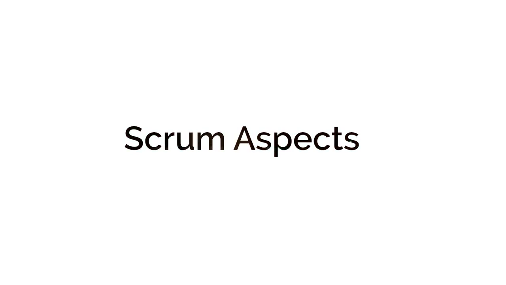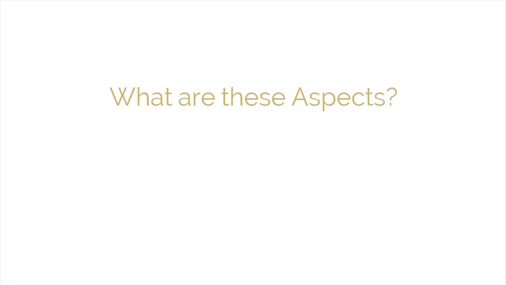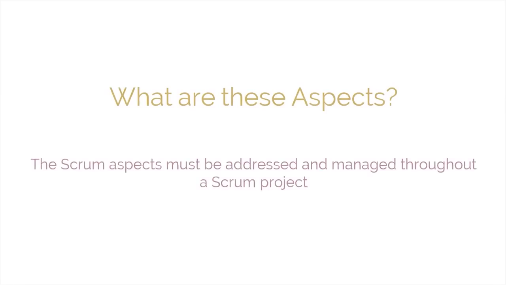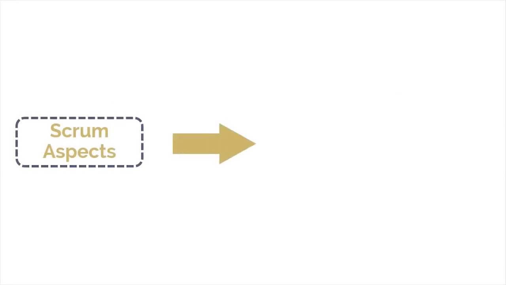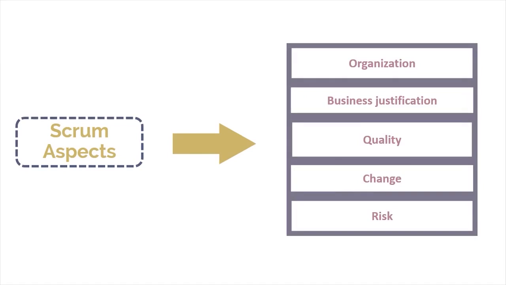This module will introduce you to the various aspects of Scrum, which must all be addressed and managed through a Scrum project. The 5 Scrum aspects that we will discuss in this module are organization, business justification, quality, change, and risk. In the SBOK Guide, all 5 Scrum aspects are presented in chapters 3 through 7. We will be discussing all of them one by one, but let's first start with the very first aspect, organization.